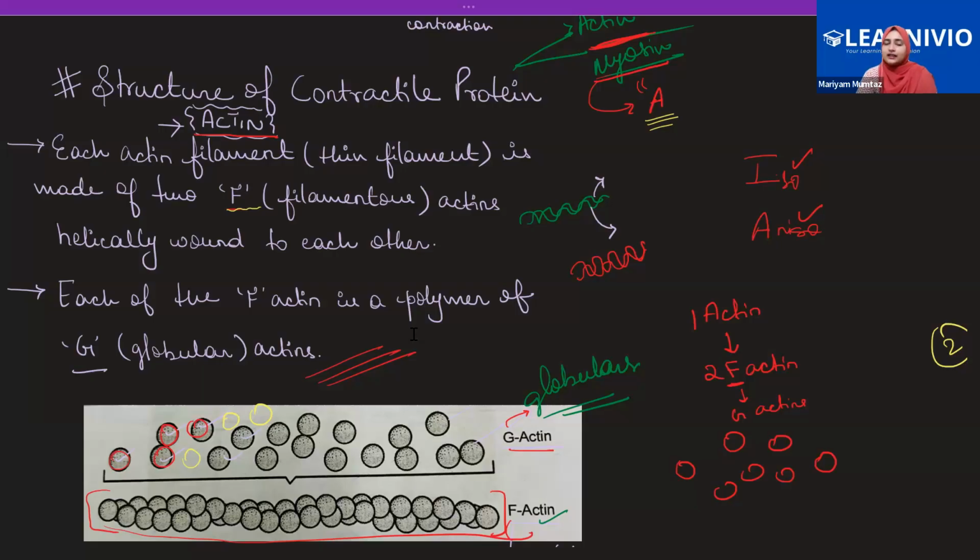Remember that actin is like a big chunk made up of many little chunks. Those little chunks are called filamentous actin because they are filament-like. But these filamentous actins are made up of globular actins. So many globular actins come together to make up the filamentous actin, and when many filamentous actins come together, they make up the whole actin filament.